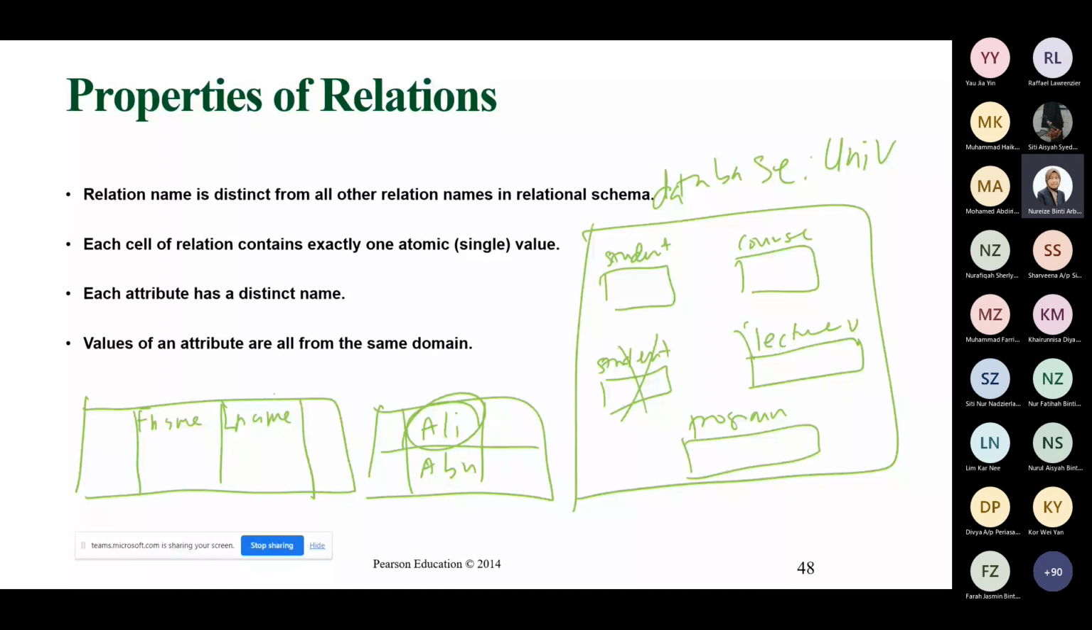Values of an attribute are all from the same domain. Values of an attribute. The data that goes inside is the values, and they ask that it must come from the same domain.